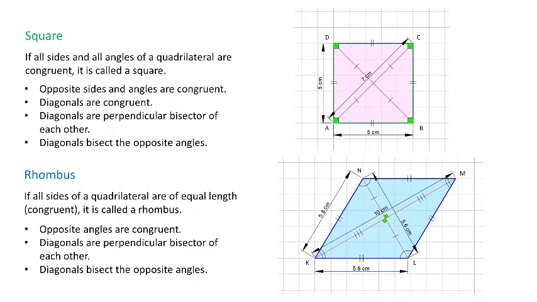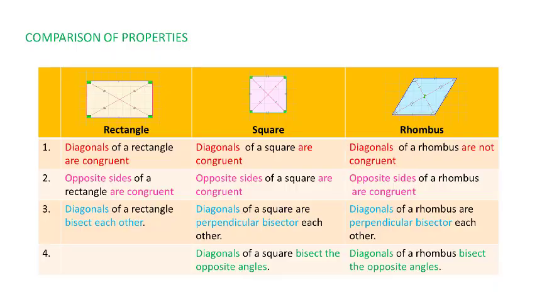The third property is diagonals bisect the opposite angles, as they do in the square also. The comparison of properties will help you to understand the properties of rectangle, square and rhombus in a better way. The diagonals of a rectangle and square are congruent, but the diagonals of a rhombus are not congruent. In all these quadrilaterals, opposite sides are congruent.